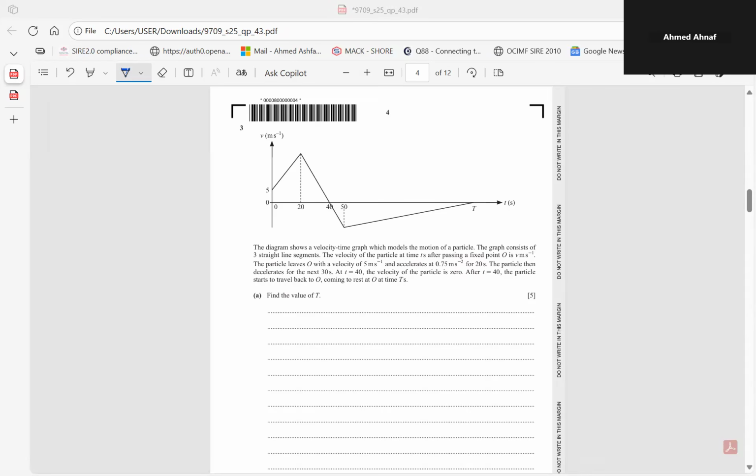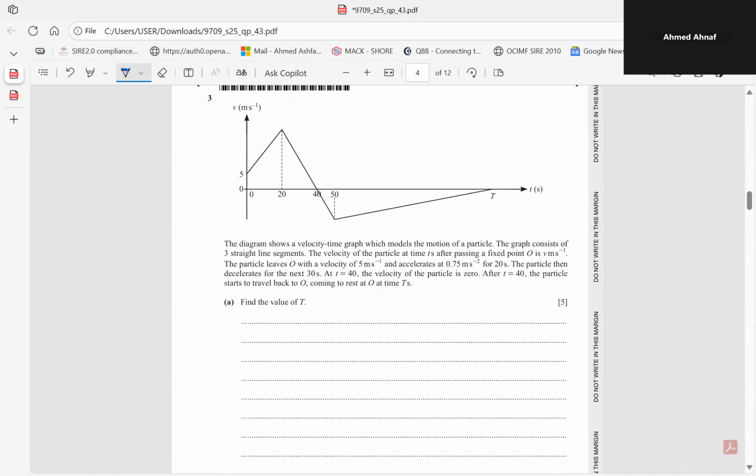Okay, so for this question, we're given a velocity time graph, as you can see. It's stated in the question that it models the motion of a particle. The graph consists of 3 straight line segments. The velocity of the particle at time t seconds after passing a fixed point O is v meters per second. The particle leaves O with a velocity of 5 meters per second and accelerates at 0.75 meters per second squared. So yeah, this is crucial information, for 20 seconds.